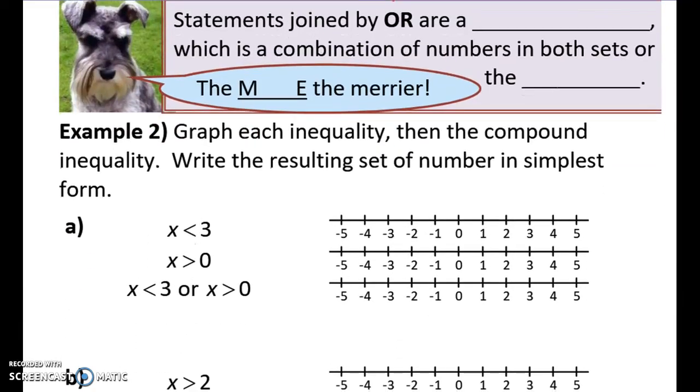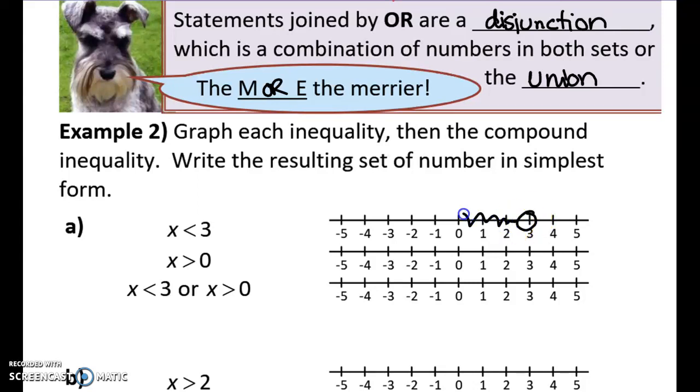Now, we've had statements joined by and, now we're going to look at statements joined by or. Statements joined by or are a disjunction, which is a combination of the numbers in both sets, or say the more the merrier, which is really cute, also called the union. So here you're looking to combine your sets. So let's take a look at an example. If I've got x is less than 3, well, I'm going to graph that.